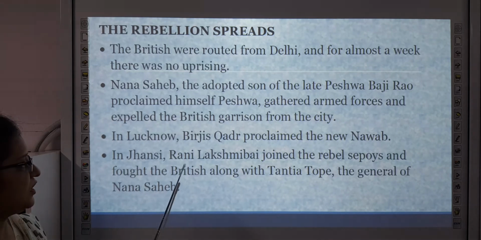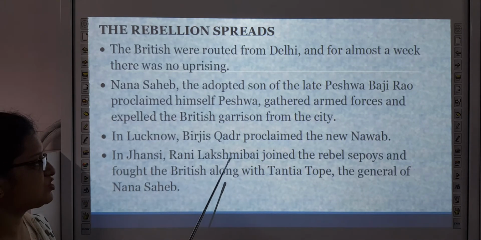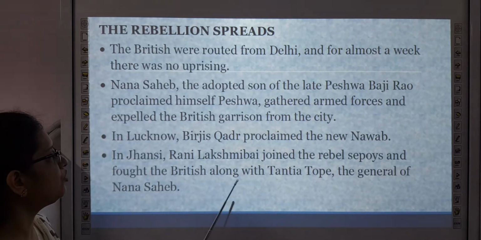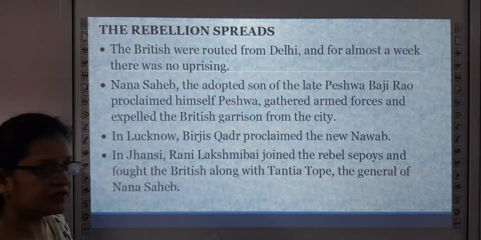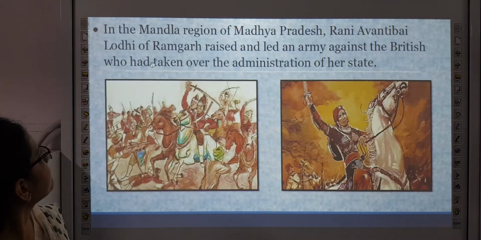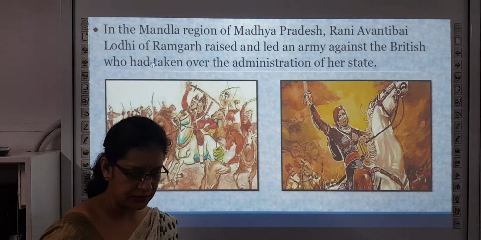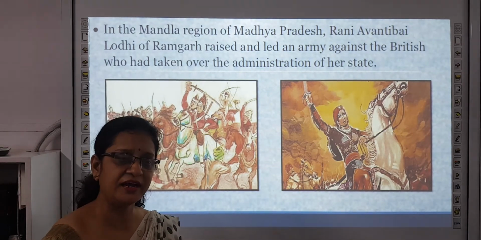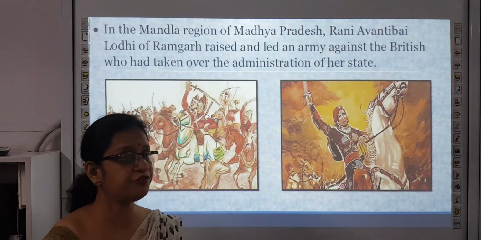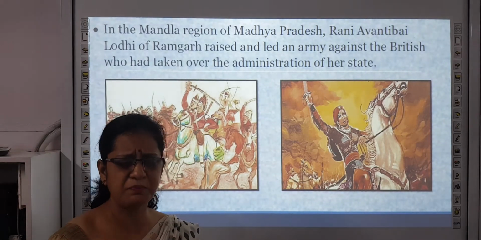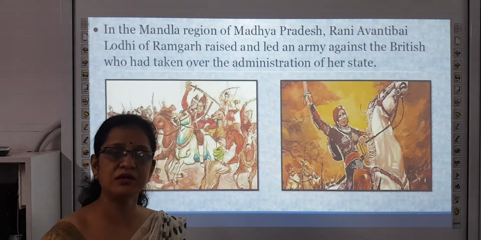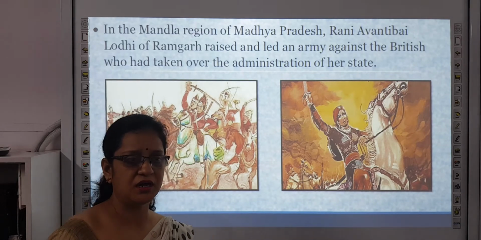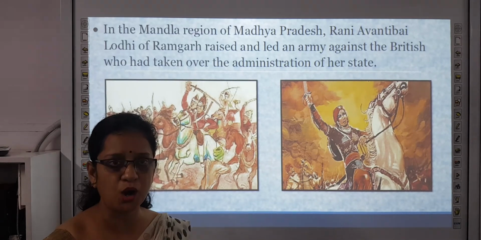In Jhansi, Rani Lakshmi Bai, you all know about her. She was a very brave woman who joined the rebel sepoys and fought the British along with Tatya Tope, the general of Nana Sahib. After 100 years of conquest and rule, this threatened the very presence of the Company here. They faced a massive rebellion against them. The situation was not under their control. They were under pressure, under fear. They were not expecting this to happen at all.